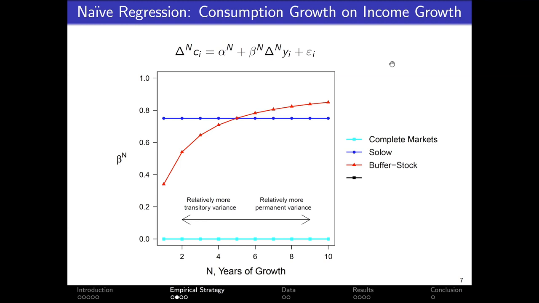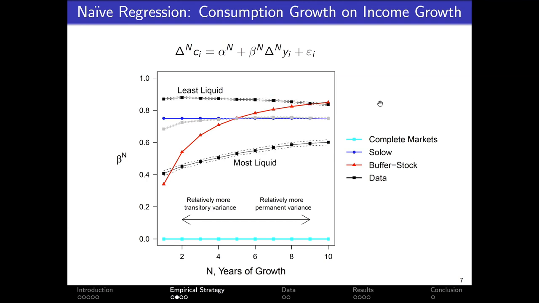And so what does the data in Denmark actually look like? It surprised me that there seems to be much less consumption smoothing than you might imagine. It looks much more like people don't differentiate too much between permanent and transitory shocks, and it looks much more like the Solow model. But this hides a lot of heterogeneity.